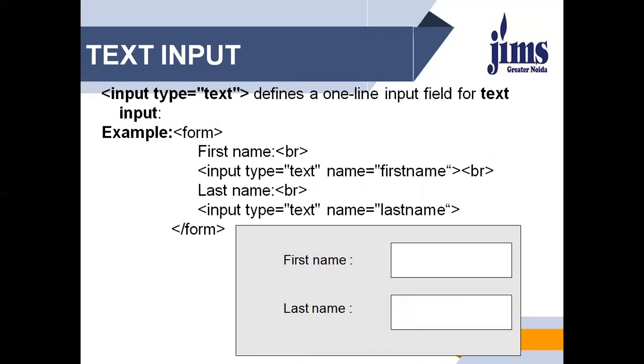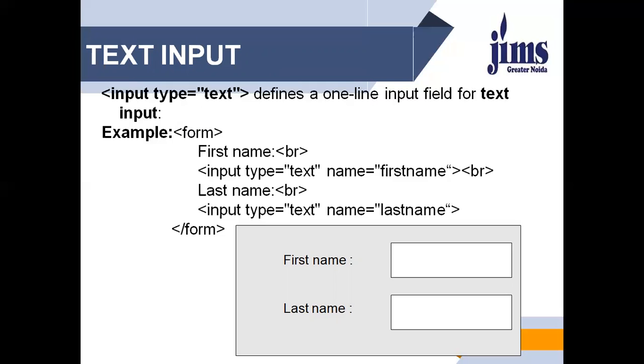Let's see about text input. If we want one text box where the user has to enter some data, we have to write input type is equal to text. It will define a one line input field for the text input. Let's see one small example. For the form, we have to write the form starting tag and the ending tag, and whatever the content of the form is, it will be between the starting and the ending tag.